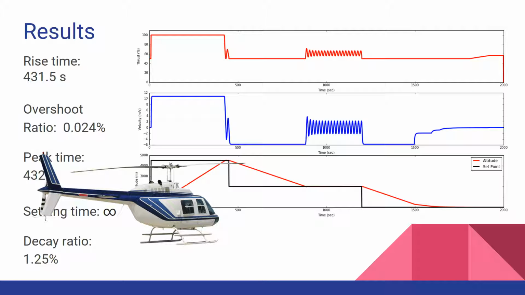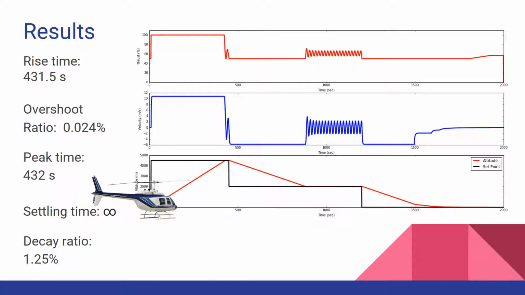Okay, so let's see how our helicopter did. There it is, getting ready to take off, and it is climbing up to its first set point at 4,500 meters. There it goes, descending down. You can see a few of those little oscillations there, and it is going in for a safe and smooth landing. There it is.